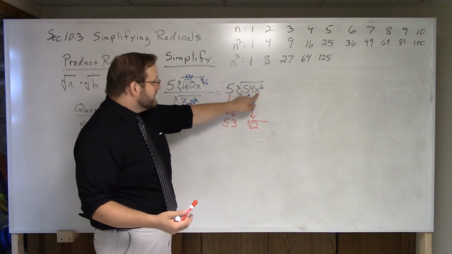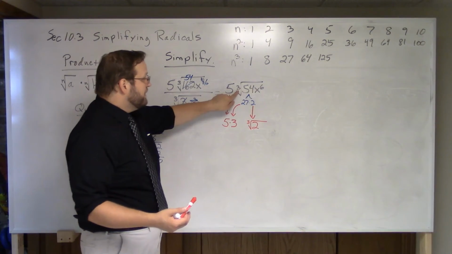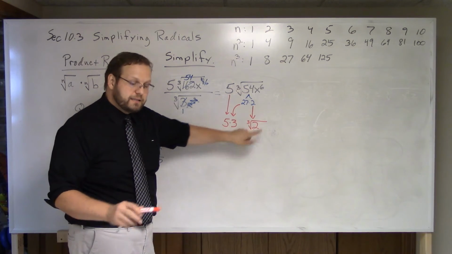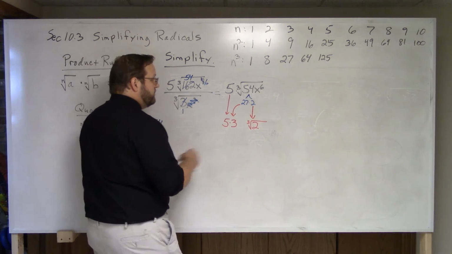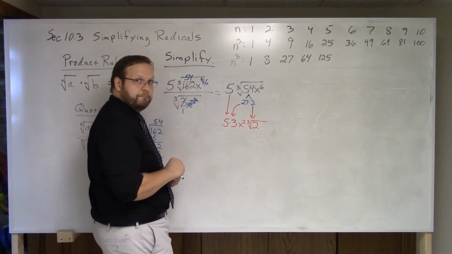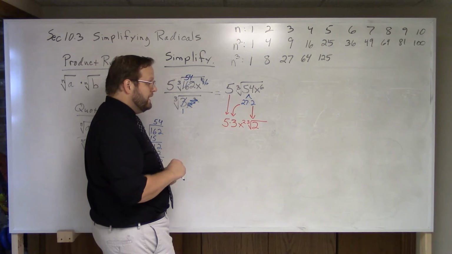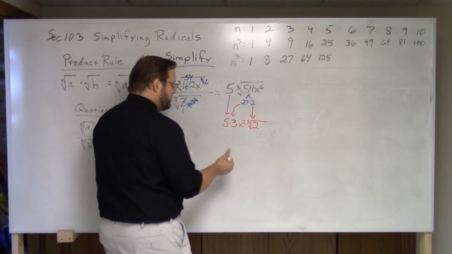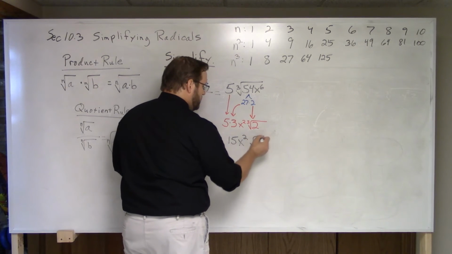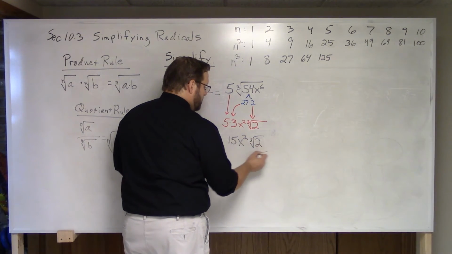Now, with this, remember it's 6 divided by 3. That divides evenly. There shouldn't be anything remaining inside. 6 divided by 3 is 2, so x squared on the outside. Okay? And then to clean it up, 5 times 3 is 15. X squared, cube root of 2.